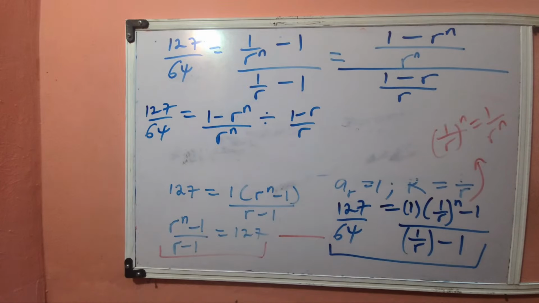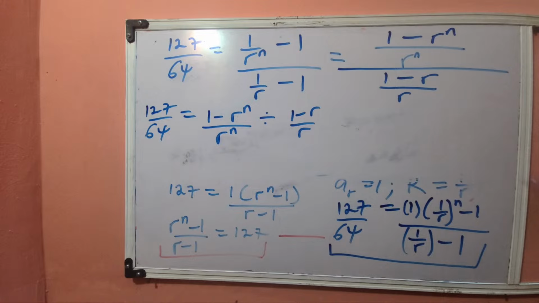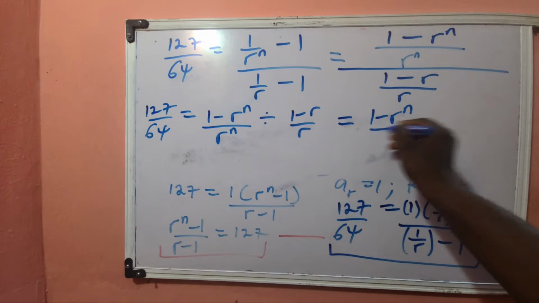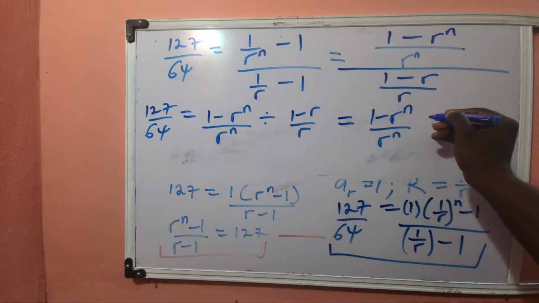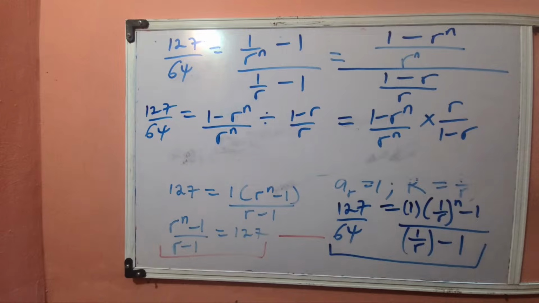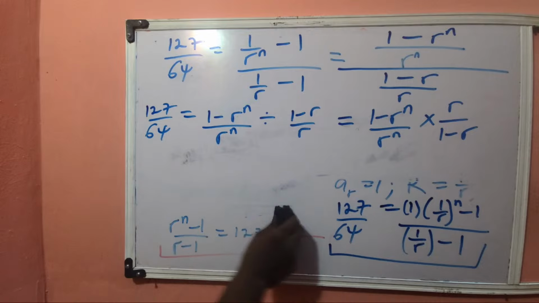I'm sure you all agree with what we're doing right here. So let me try and dissolve the right-hand side. I can dissolve this right-hand side to give me 1 minus r raised to power n over r raised to power n times r over 1 minus r. Okay. Now, I'm sure you are all following what's going on here. It's step by step and you will get your answer.